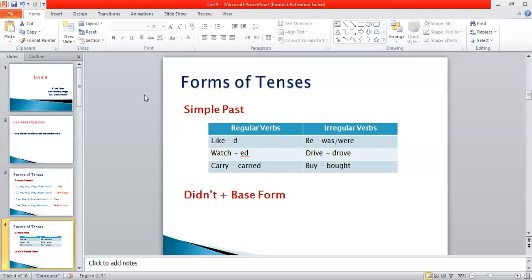For example, the verb be, the past of be is was or were, the past of drive is drove, the past of buy is bought. And if you'd like to get the negative form of that simple past, use didn't plus base form.